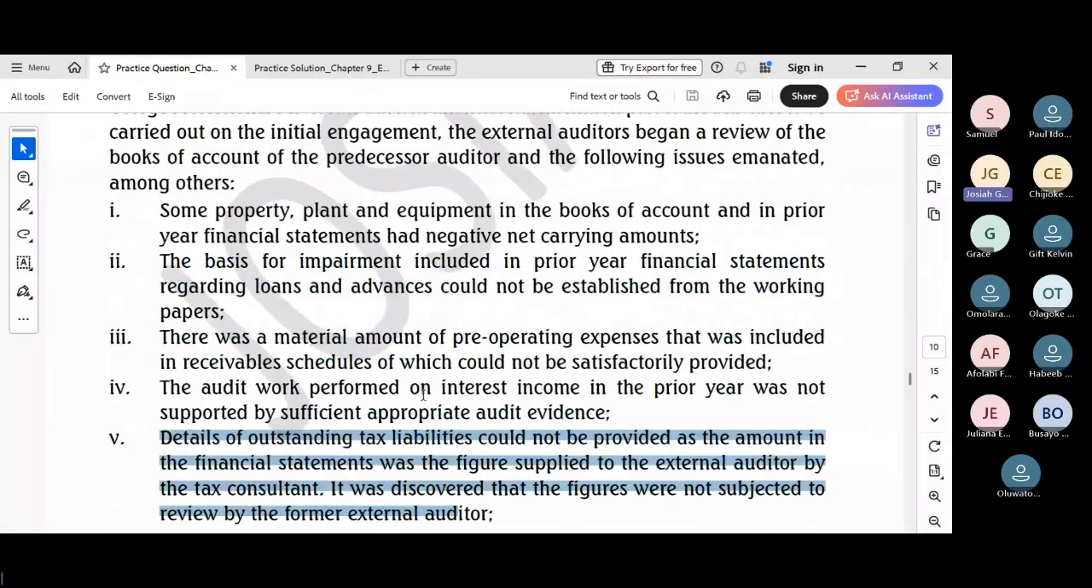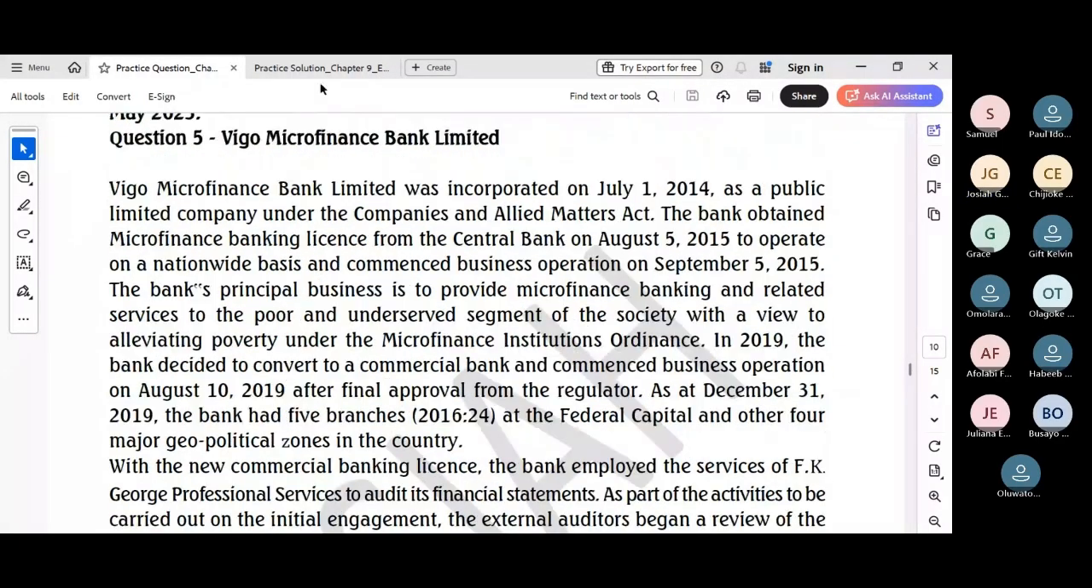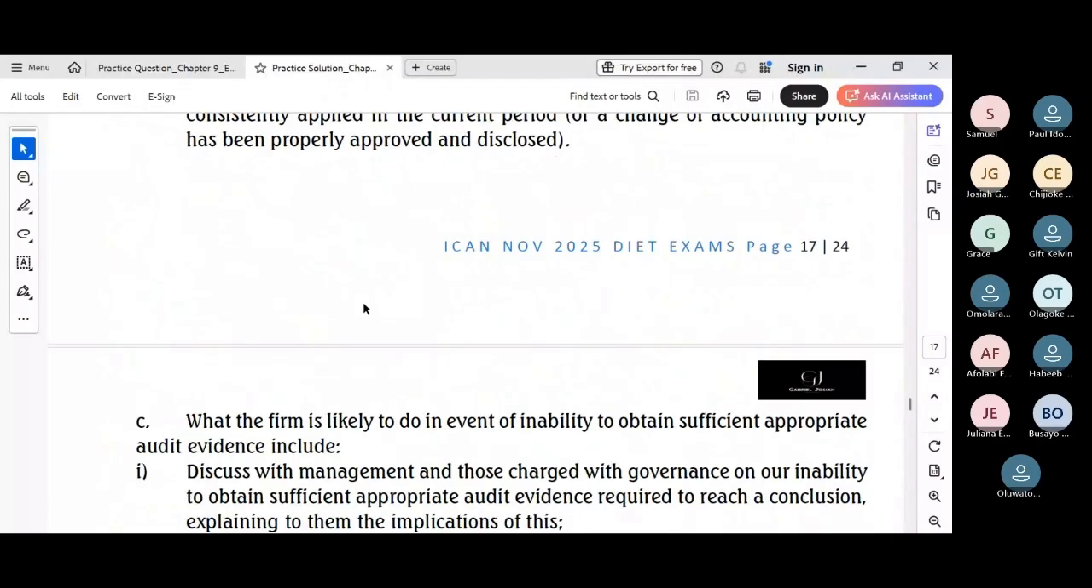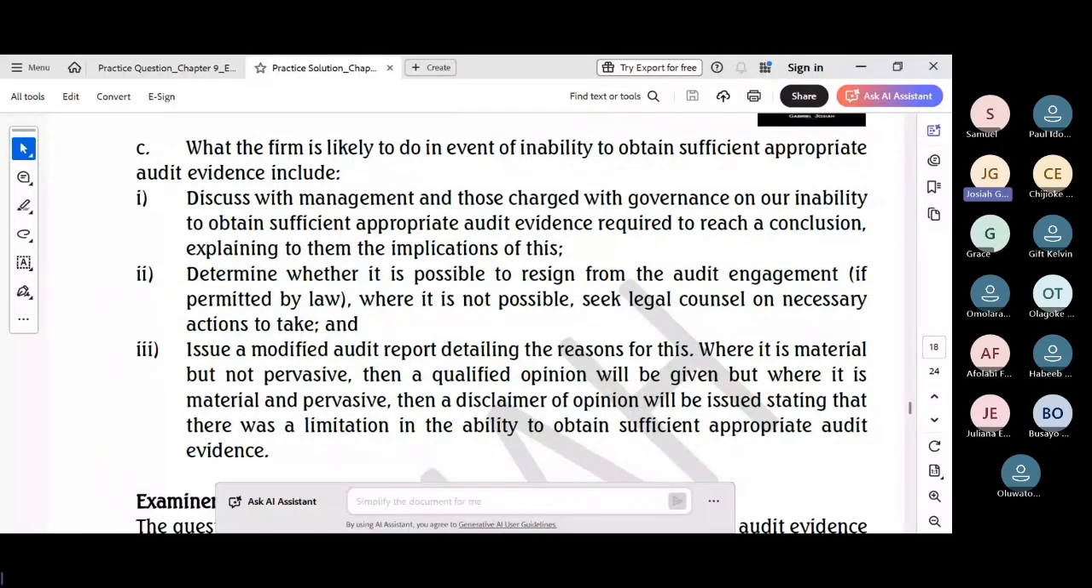Okay, then for the C part, where's the C aspect? So for the C part, you need to evaluate what the firm might likely do in case of inability to obtain sufficient appropriate evidence. So that's a formal question. What do you write? You need to detail the actions required when a scope limitation arises, covering the internal consultation and the external reporting consequences. So how do you write that?